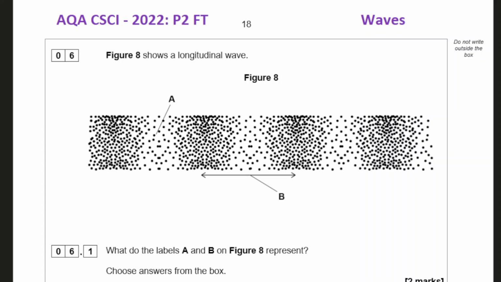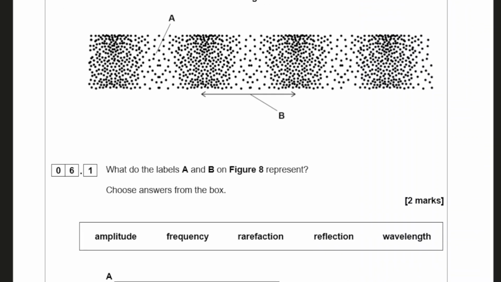In this video, I'm going to go through the AQA Combined Science Physics Paper 2 Foundation Tier from 2022. Question number 6 is on the topic of waves. Figure 8 shows a longitudinal wave. What do the labels A and B on figure 8 represent? Choose the answers. So A and B, this is the second time I'm seeing this question in the past paper.